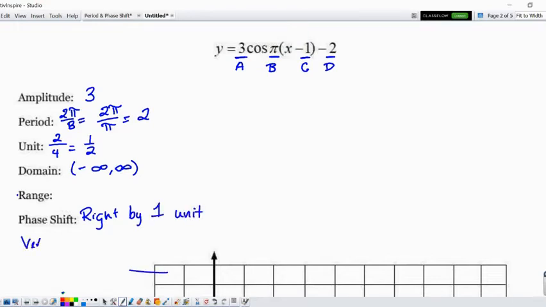And we do have a vertical shift. It's -2, and that's very straightforward. We're going to go down by 2 units. Okay, knowing that our midline shifts down by 2 units, we're at -2, and then our amplitude is 3. So if we start at -2 and we go down 3 units, we are going to be at -5. If we start at -2 and we go up 3 units, we're going to be at 1, so our range is -5 to 1.